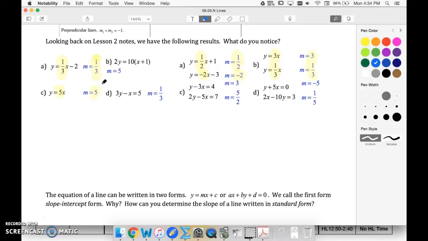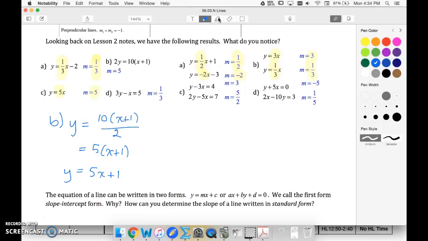However, if I convert them, so equation B, if I converted that, I would say y is equal to 10 times x plus 1 divided by 2. If I simplify this, 10 divided by 2 simplifies to become 5 times x plus 1. When I multiply that out, I get 5x plus 1, and now I can see my slope again. So now my slope is 5, which matches with my 5.